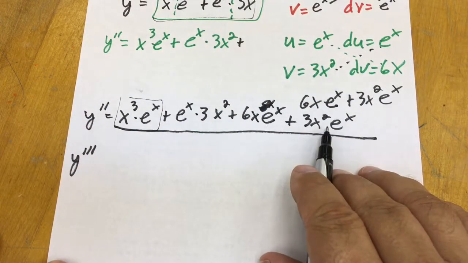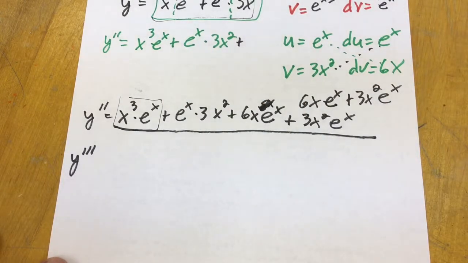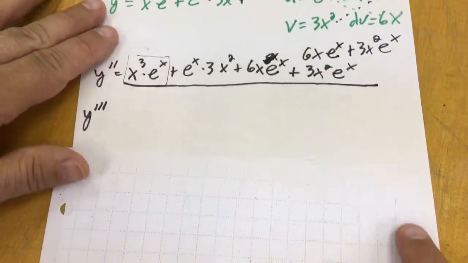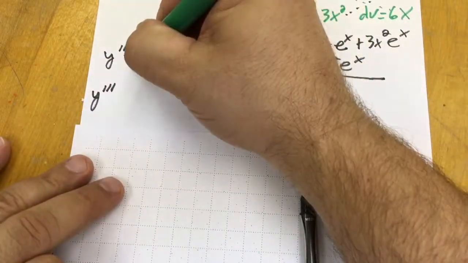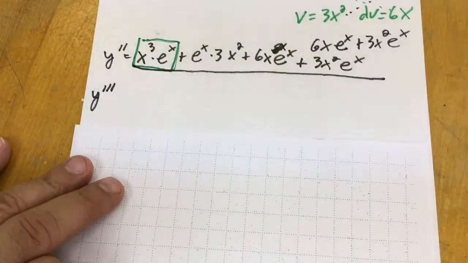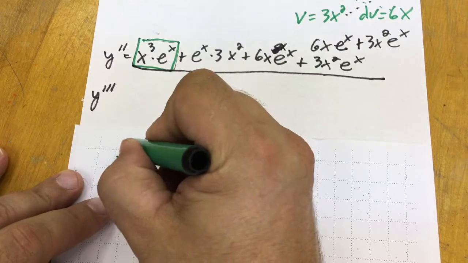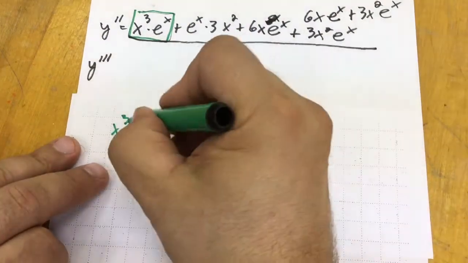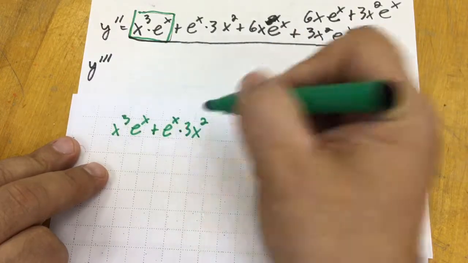Let's see if I already have that anywhere. 3x squared e to the x, I do. So this is just going to be a lot of combining and expanding. I'm going to need another piece of paper. The derivative of that, using the product rule, is the same as the derivative of that. So I'm going to have x cubed e to the x plus e to the x times 3x squared.